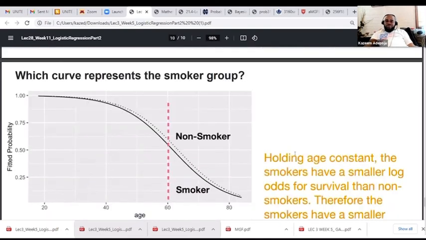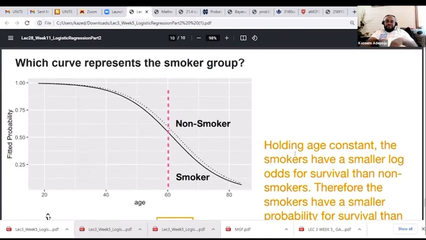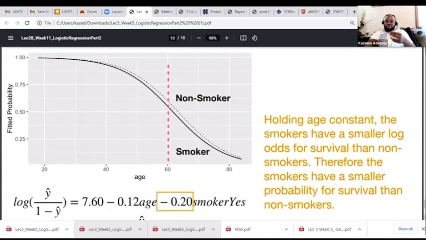So which curve represents the smoker group? Now take a look at what I have right now. We fitted a model, and this is a curve right now. We have a non-smoker zone. We got a smoker zone. I can actually ask a question like that, and you'll be able to know which one. And that was why I said holding age constant. The smokers have a smaller log odds for survival.